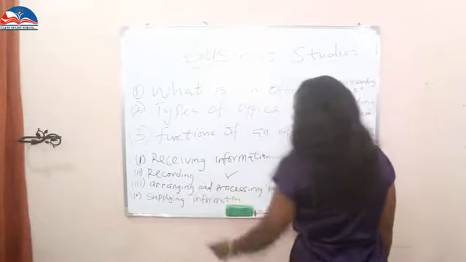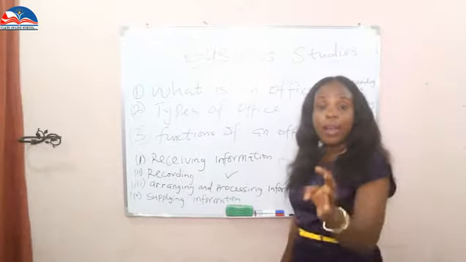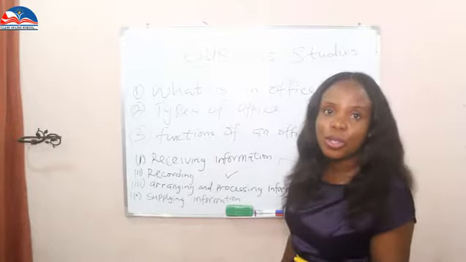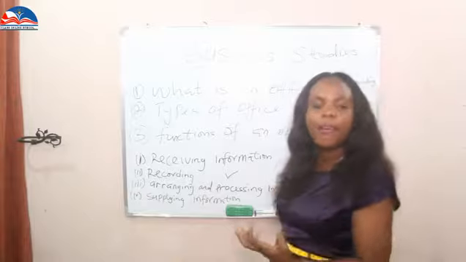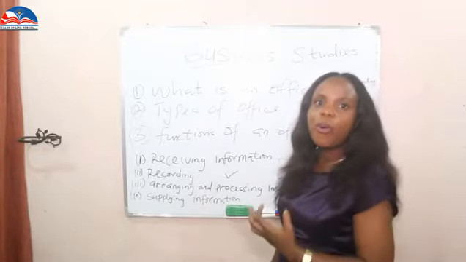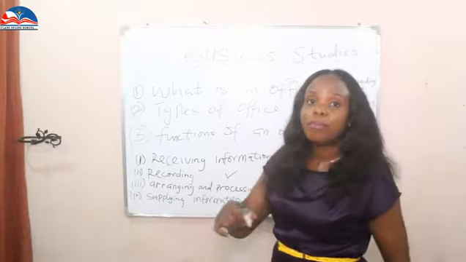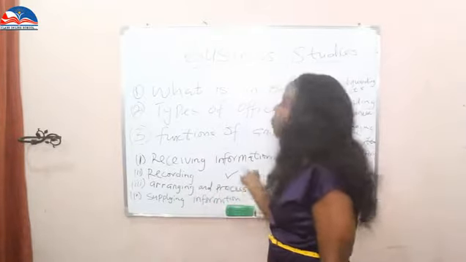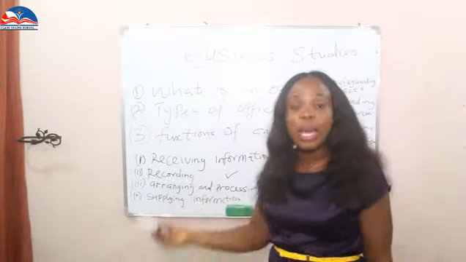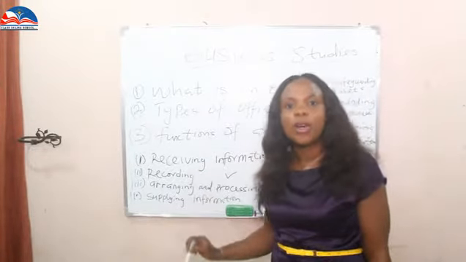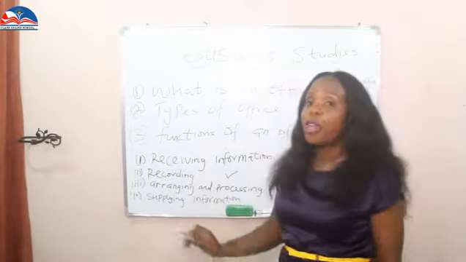Then we have another one, arranging and processing information. There are some information that are sent to the office and they are required to give feedback. They are required to respond. They are required to take action. And so the office has that function of arranging and processing this information to give to the appropriate authority that needs such information that the office has to give out. So that has to do with arranging of information.